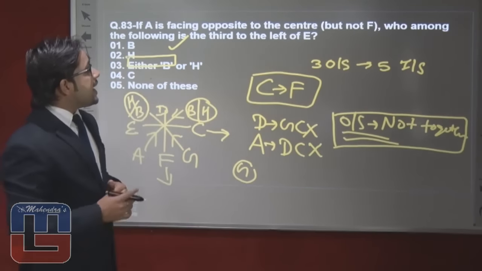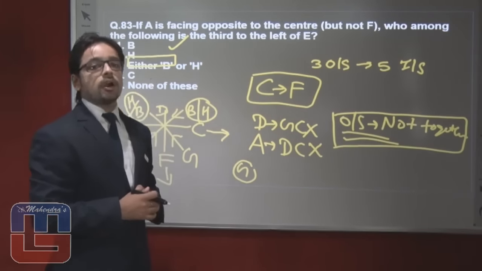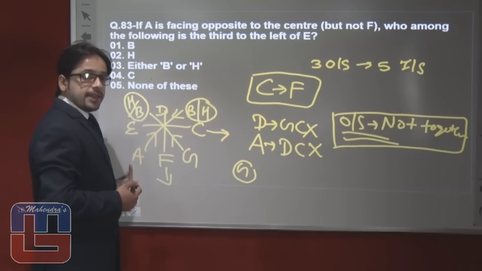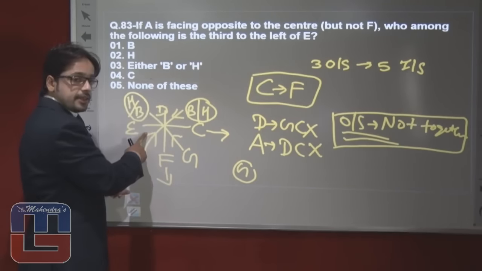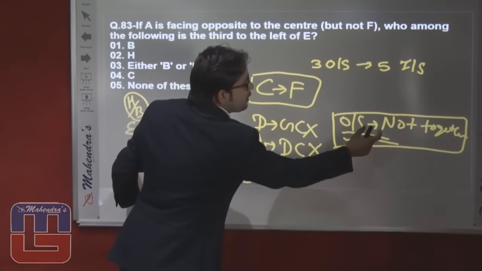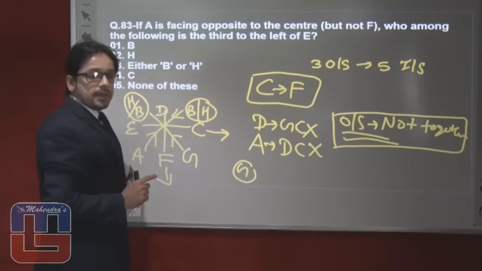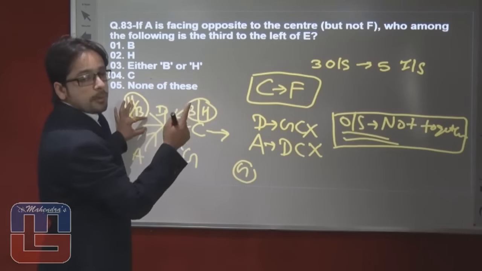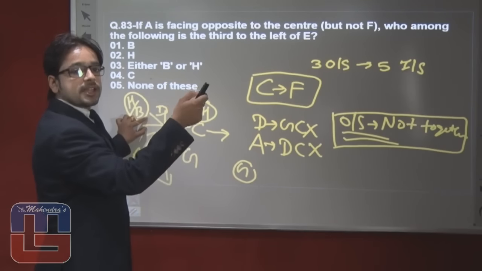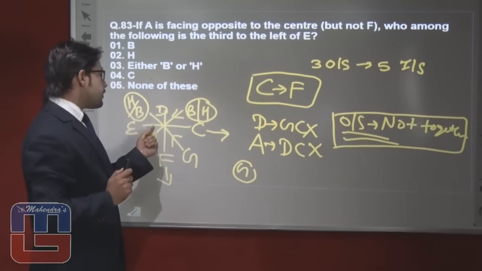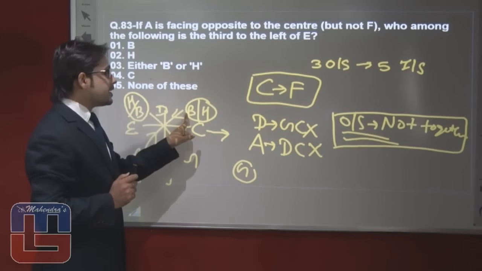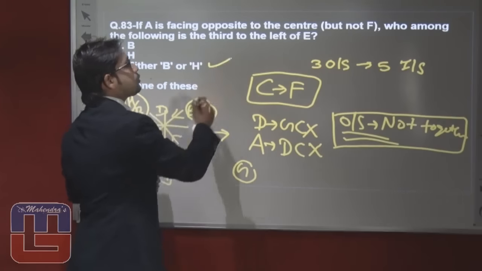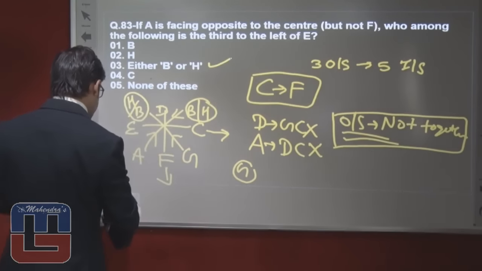Next question is, A is facing opposite to the center but not F. If A is facing outside the center, it means E will face inside the center, because immediate neighbors who are facing outside are not seated together. The examiner wants to know who among the following is third left of E. It means third left of E, counting first, second, third, will be either B or H. So the right answer of this question will be option number third. Let's proceed towards the next question.